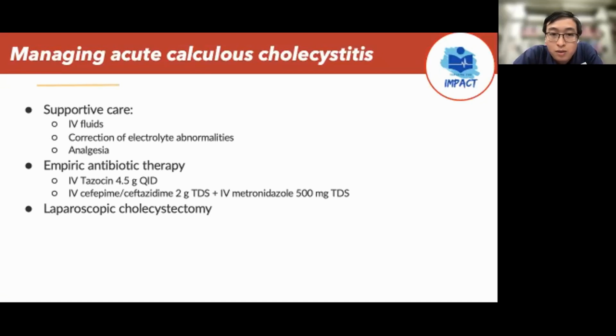So there are three components to treating patients with acute calculous cholecystitis. The first is to admit the patient under a general surgery unit for supportive care, everything that everyone talked about: IV fluids while the patient is kept nil by mouth, correction of any electrolyte abnormalities, and pain control. And usually that's adequately controlled using simple things like NSAIDs and opioids. The second component of therapy is empiric antibiotic therapy, and it's well established that all patients with acute calculous cholecystitis should have empiric IV antibiotic therapy.